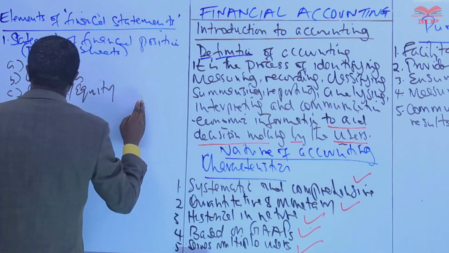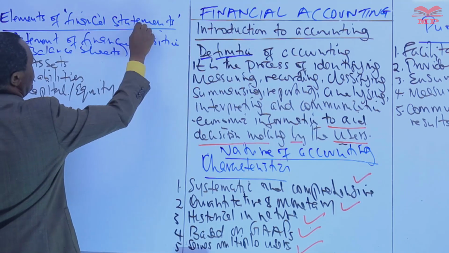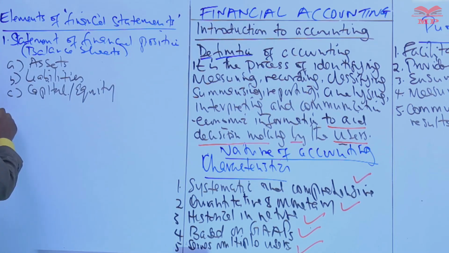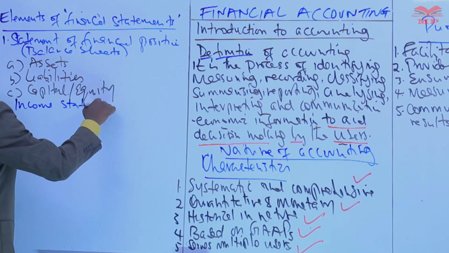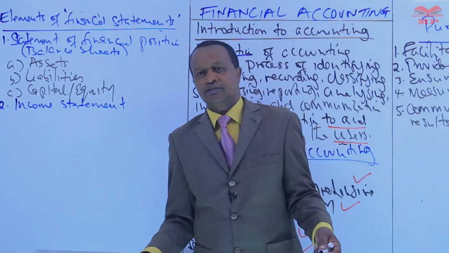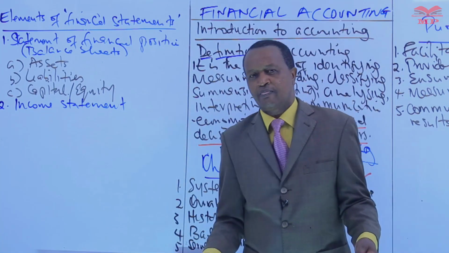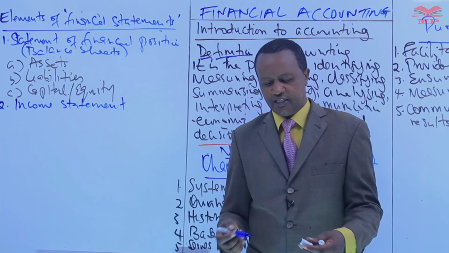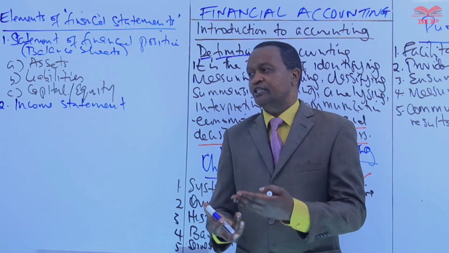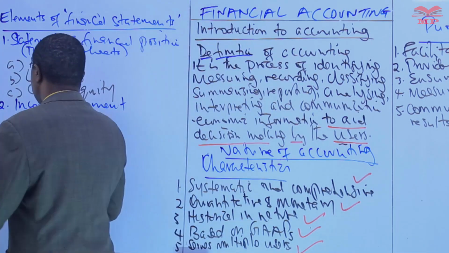Now, the second statement, because currently we are discussing elements of financial statements. The second statement is the statement of profit or loss, or simply the income statement. You understand? And it is the income statement that helps us understand or know the profitability of a company. And one element of the income statement is revenue.